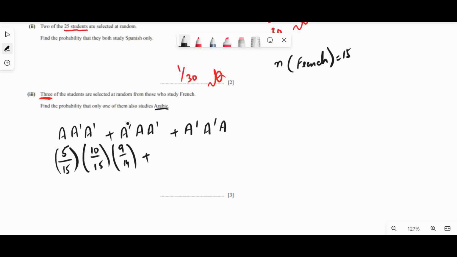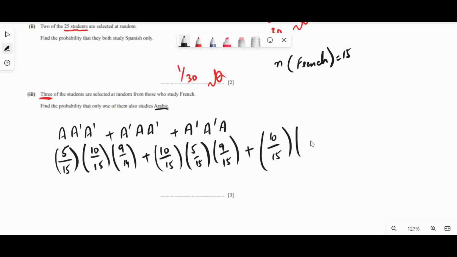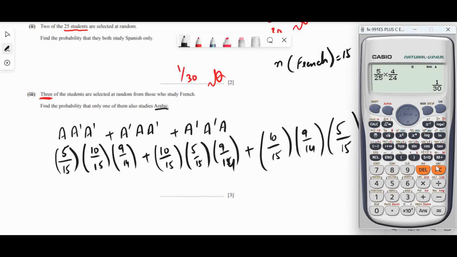Plus, if in the first case you had this, it will be 10/15 into 5/15 into 9/15 plus, again the last case will be 10/15 into 9/14. This must be 9/14 because one not Arabic has already been picked, and the last one will be 5/15. So basically it is the same product, and we can multiply it by 3.